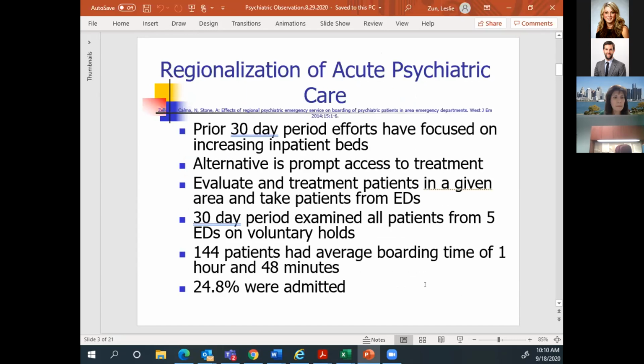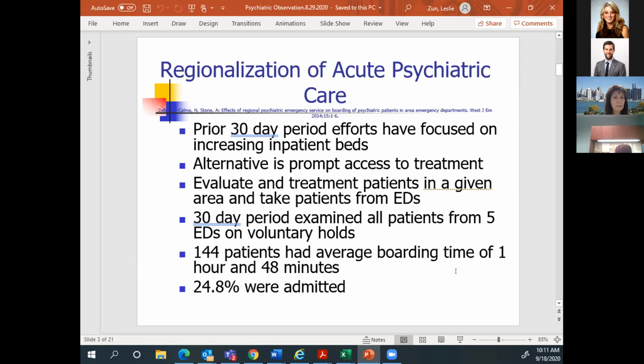So this was an interesting study that a friend of mine did, Dr. Zeller, out in Alameda County, and they looked at what is the effect of regionalizing an acute psychiatric care facility or a psych OBS. What they did is they took patients from 5 EDs and brought them to a centralized location to do psych OBS, which was basically 24 hours or less. When they looked at all the patients they were getting over a 30-day time period, they found that the average boarding time was 1 hour and 48 minutes. So as soon as you called them and said, I have a patient I want to send to you, they'd say, okay, send them right over and we'll do everything else.